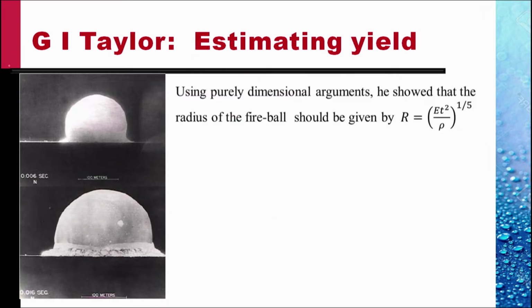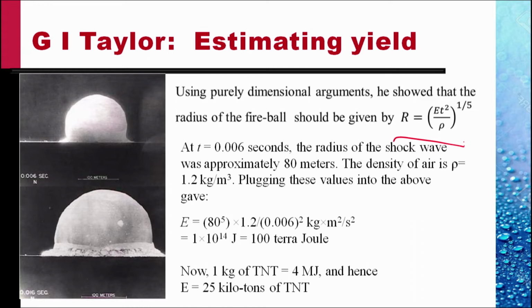Using purely dimensional arguments, he showed that the radius of the fireball should be given by r is equal to (E t² / ρ)^(1/5). From the released pictures, at time t = 0.06 second, the radius of the shock wave was approximately 80 meters. Using the density of air as 1.2 kilogram per meter cube, this result gave the value of E, the yield of the nuclear weapon, as 100 terajoule, which is approximately 25 kilotons of TNT.